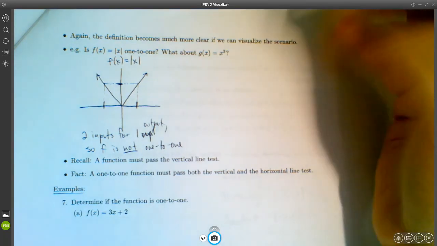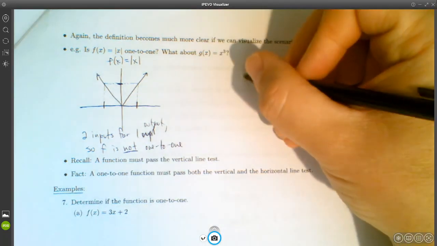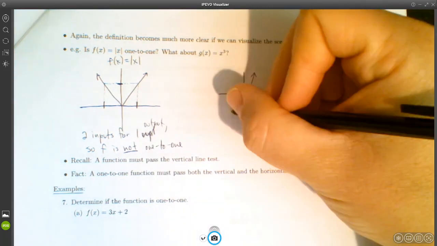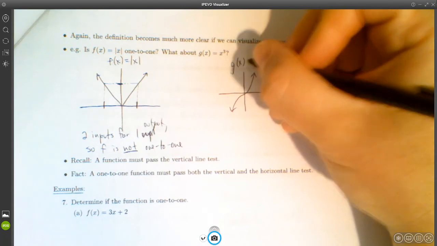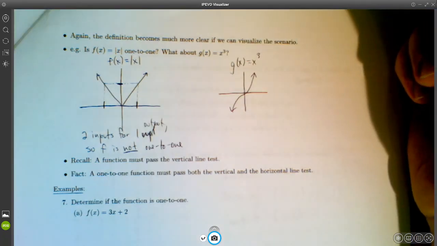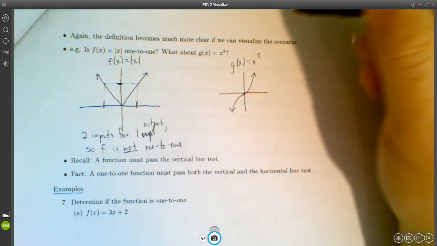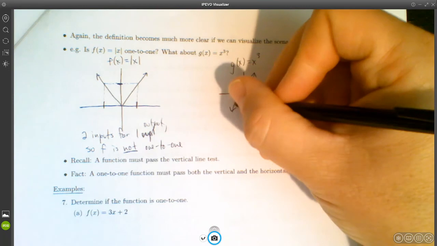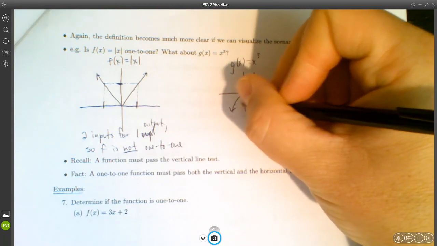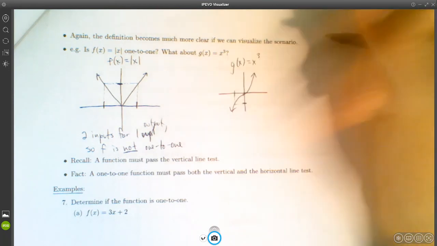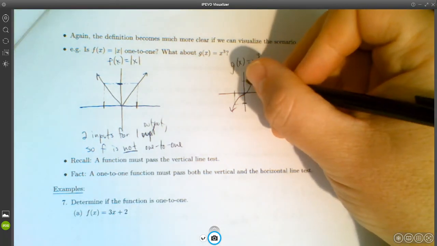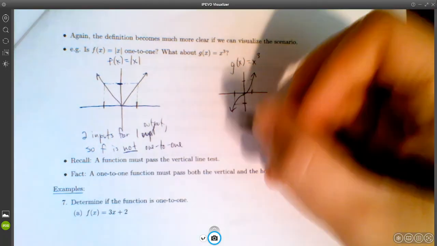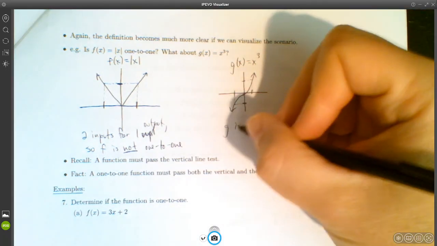Okay? What about g of x equals x cubed? G of x equals x cubed looks something like this, right? Is it 1 to 1? Well, for each output value, you're only allowed to have one input value. So if I choose this output value, whatever this output value is, there's only one input value attached to it. If I choose this output value, again, only one input value attached to it. So yeah, g is 1 to 1.